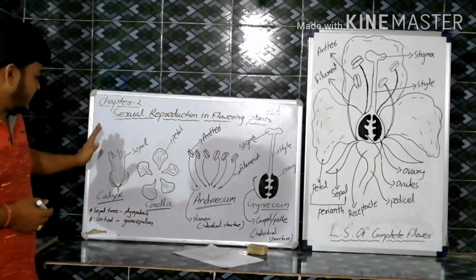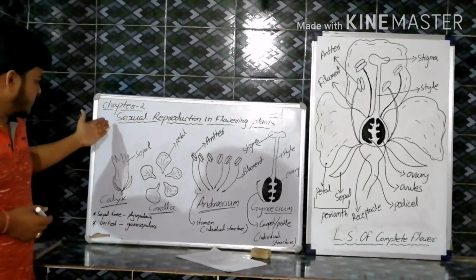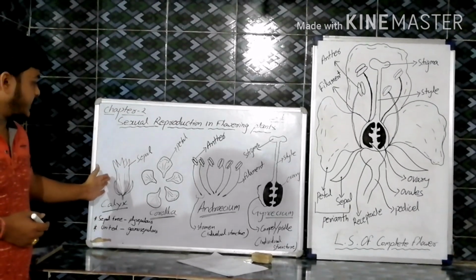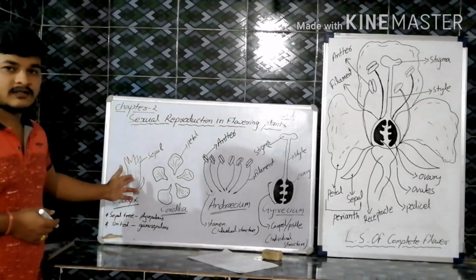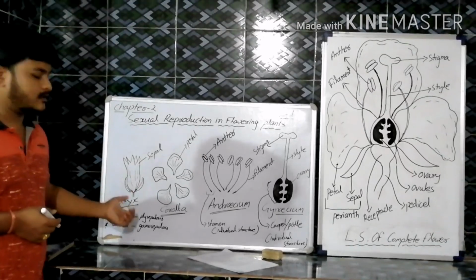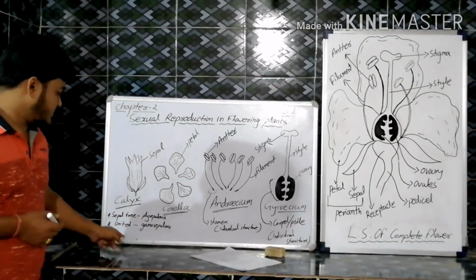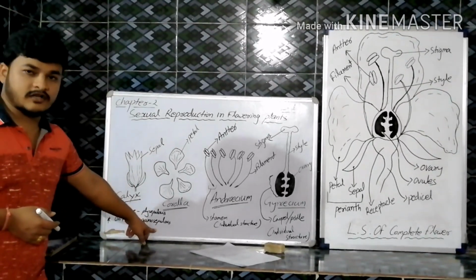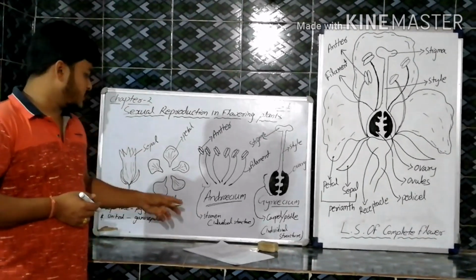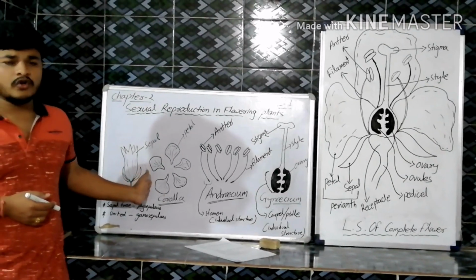I repeat that it is the first whorl of the flower. The total structure is known as the calyx, and the single parts are known as sepals. Free sepals are known as polysepalous, and united structures are known as gamosepalous. The second whorl of the flower is known as the corolla.